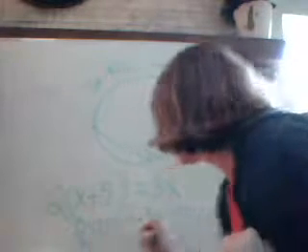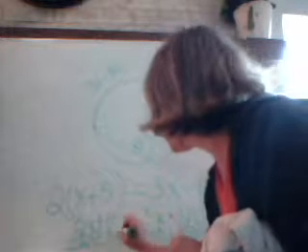2x plus 10 by distributing equals 3x minus 40. Subtract 2x. Subtract 2x. Add 40. Add 40. So I get 50 equals x. So I've just solved for x in this problem.